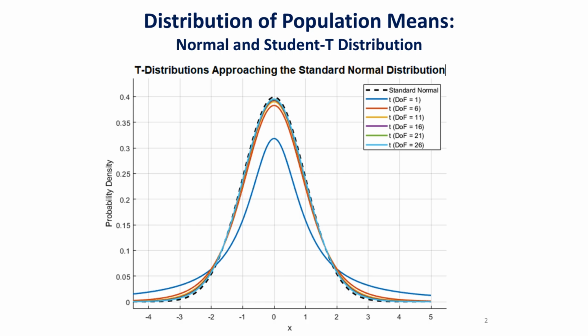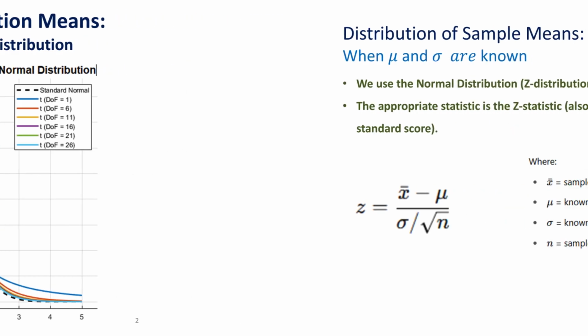Degrees of freedom, df. Degrees of freedom reflect the number of values in a sample that are free to vary when estimating a statistical parameter. For a t-distribution, the degrees of freedom are typically df equals n minus 1, where n is the sample size. As df increases, the t-distribution becomes more like the normal distribution.